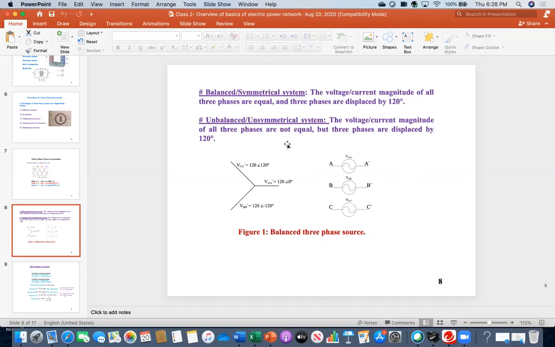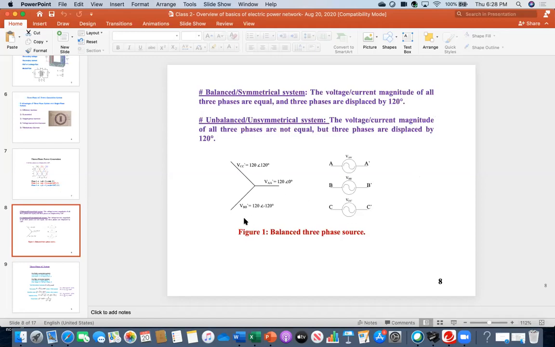Everybody see, first of all, there are two things. One is called the balanced system or symmetrical system. The other is called the unbalanced or unsymmetrical system. This means the three-phase AC system is of two types: balanced or symmetrical, and unbalanced or unsymmetrical. So what is the definition of symmetrical or balanced? The voltage or current magnitudes of all three phases are equal, and the three phases are displaced by 120. You clearly noticed, I was showing the diagram on the whiteboard, that each phase is displaced and each phase has the same magnitude. Like you remember, I was showing Vm.